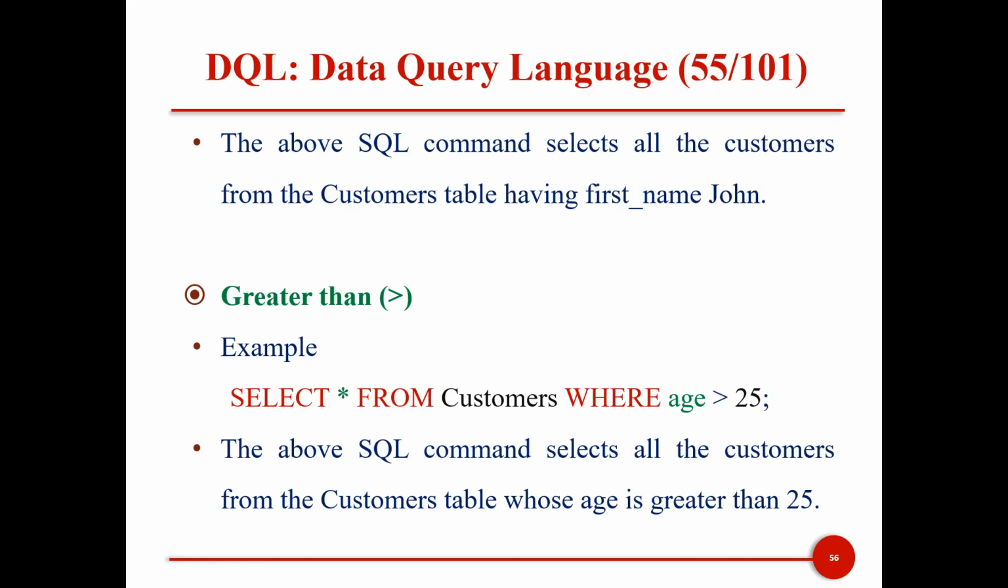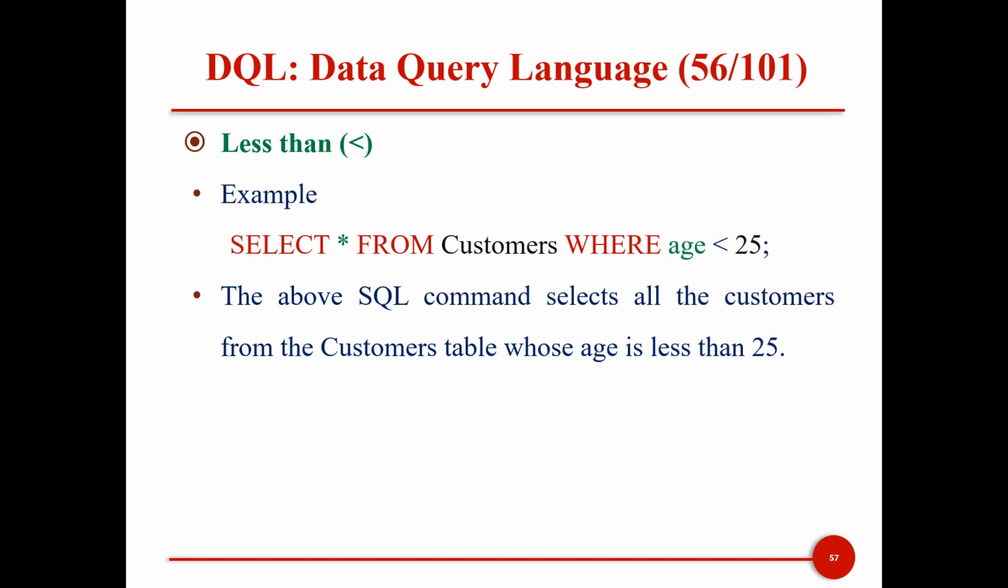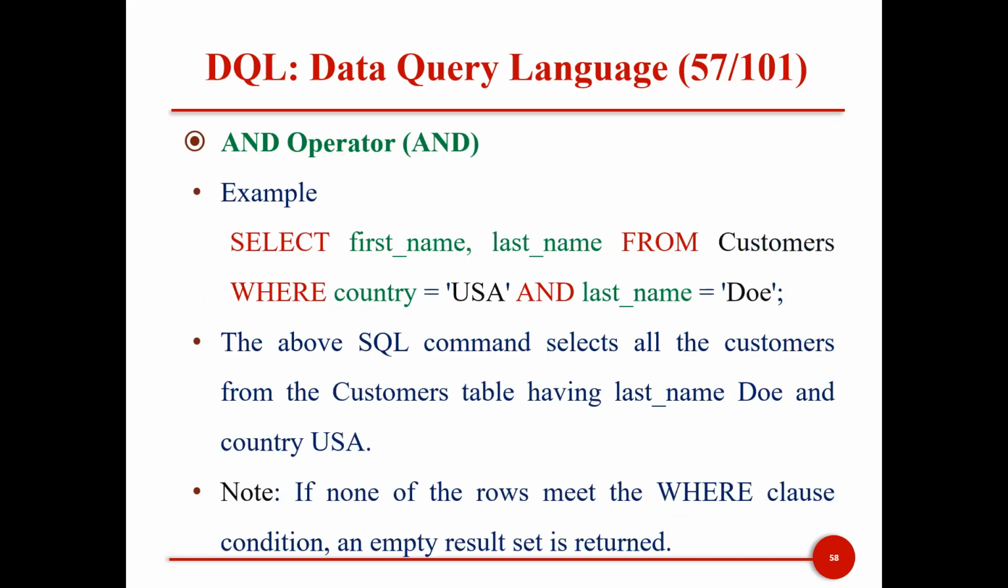Maybe we want to display the records of customers in the customers table who are born after 1997. We can use the greater than, which means people who are born after 1997, and let the system retrieve their records. That is by using the greater than. Then we also have less than. If you want to see the people who are born before a particular age, you can use the less than. And then we have and.